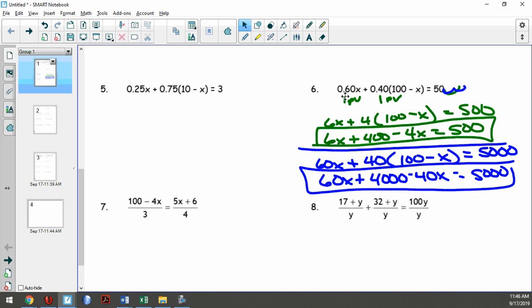Okay. Number 7. What'd you get for 7? Where was I at? Harley. Raven. 400 minus 16x. Very good. 400 minus 16x equals 15x plus 18. Number 8. Caleb.